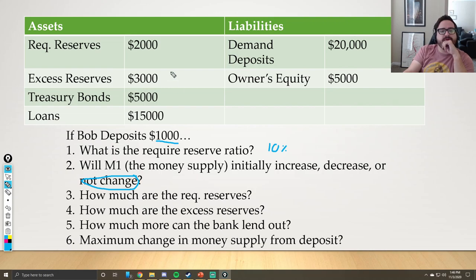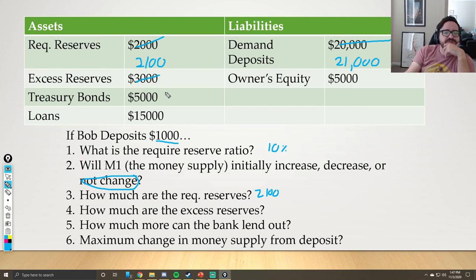Okay, Bob deposits $1,000. How much are the required reserves and excess reserves now? Well, if he deposits $1,000 and the reserve ratio is 10%, then out of that $1,000, I know that 10% of it gets added to the required reserves. So this would no longer be 2,000, it would be 2,100. Required reserves would now be 2,100, because the bank has to hold on to 10% of his $1,000 deposit, so the bank has to hold on to 100. So we just add 100 to the required reserves.